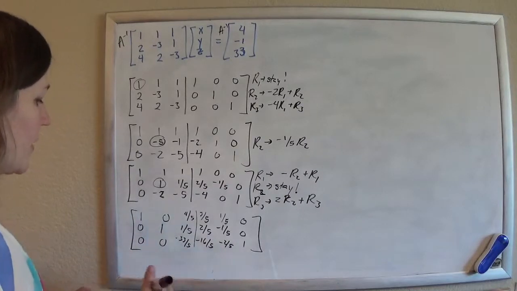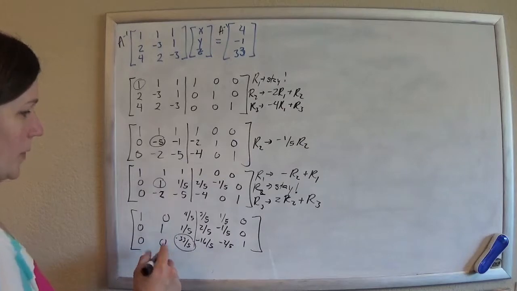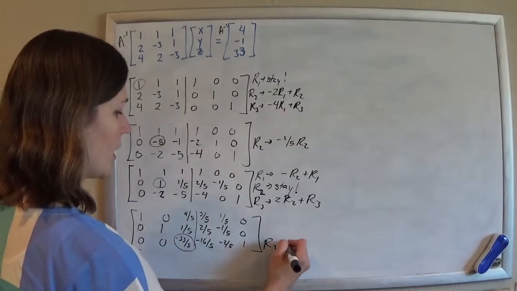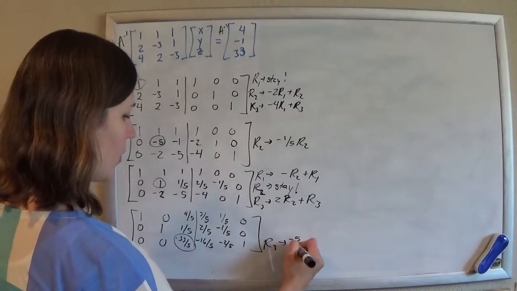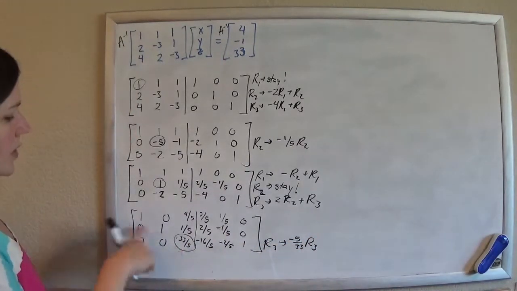Alright, so now you know what's next. This guy, we're going to make him a 1. So we're going to take row 3 and do negative 5 over 33 times row 3, and that'll make that a 1. So those are going to stay.